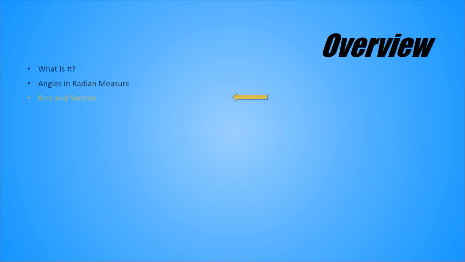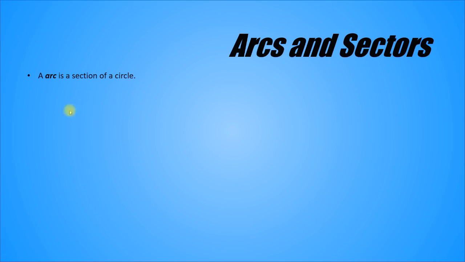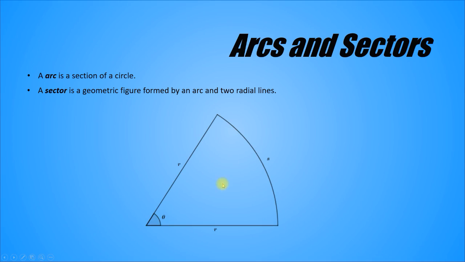This last segment on arcs and sectors is where I hope to convince you that radians are indeed the most natural unit for angles. First, an arc is a section of a circle. And a sector is a geometric figure formed by an arc and 2 radial lines. So here I've drawn a sector, and the 2 radial lines are labeled R, and the curvy part, that's the arc, that's labeled S, and the angle that's intercepted by the arc is labeled with the Greek letter theta.